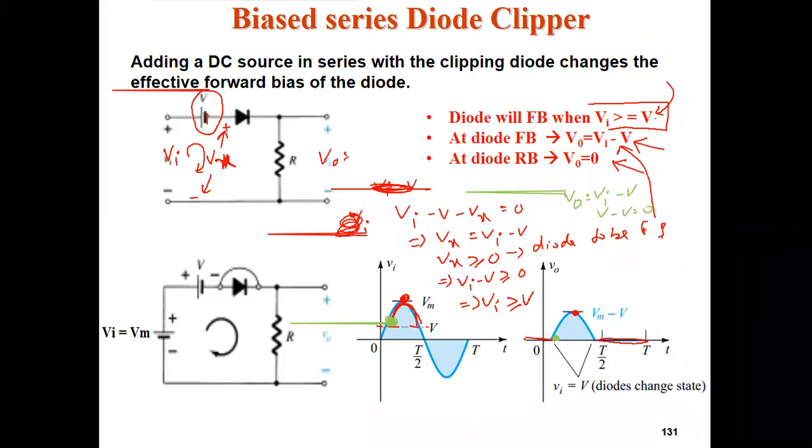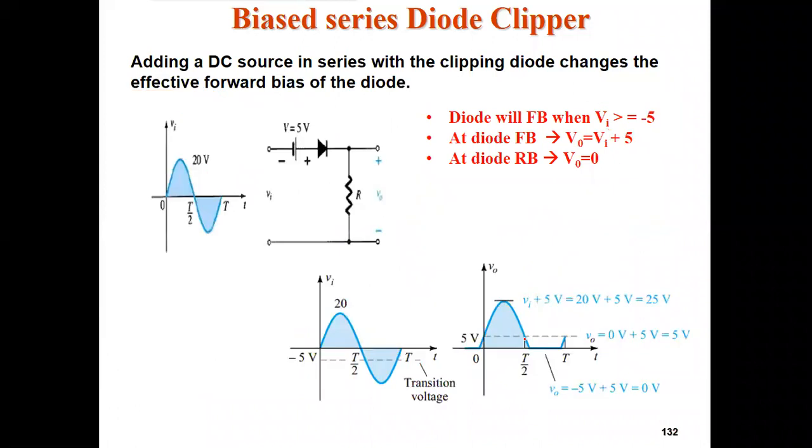Okay, so in this manner you have to proceed with all the clipper problems. Here is the same problem, only the biasing voltage polarity is changed. The first condition you check is that if your Vi is greater than or equal to -5, then the diode will be forward biased. In the same manner you can calculate. Let us say Vx is the voltage between these two points, which is the combination of Vi and V.